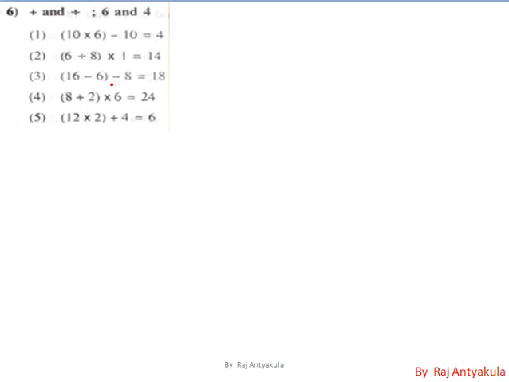Let's go for the next question. Sixth one. What is given? So plus has to interchange with divided by, and divided by has to interchange with plus. Similarly 6 and 4 we have to interchange. Whenever we find 6 you have to replace it with 4. Whenever we find 4 you have to replace it with 6.